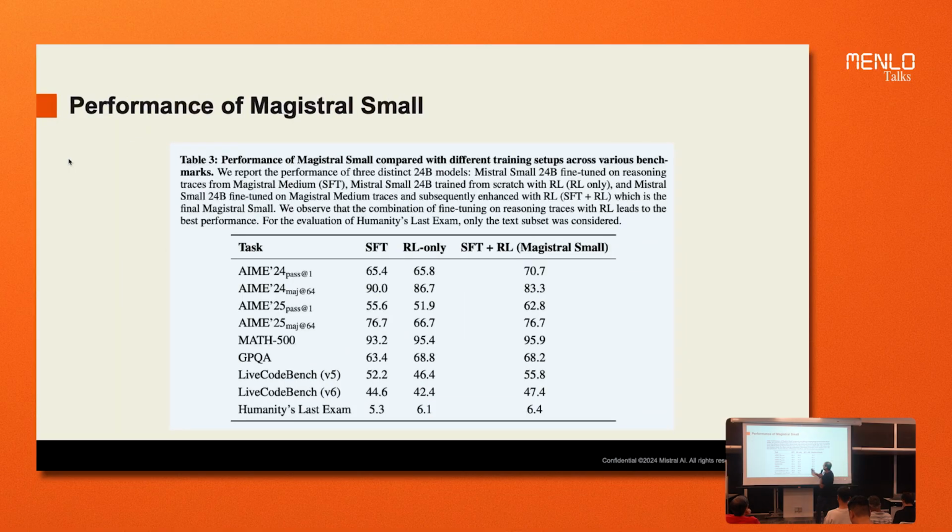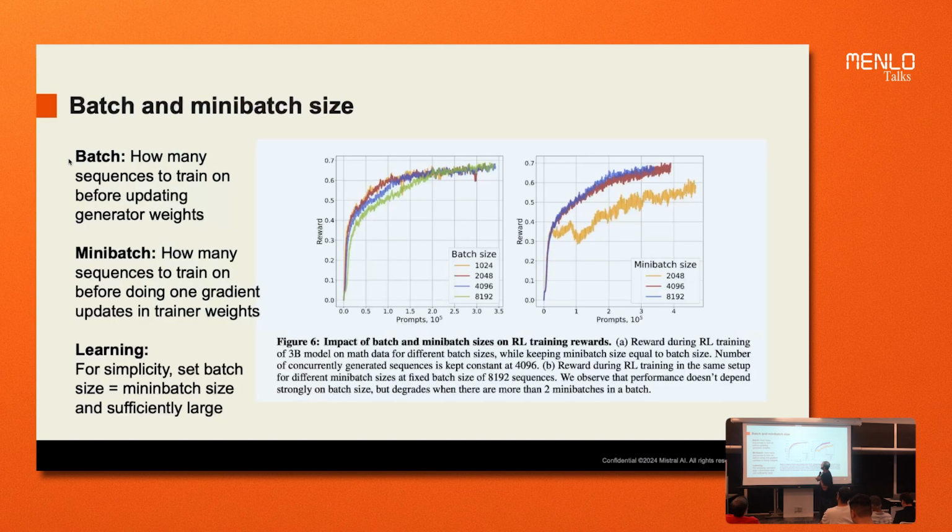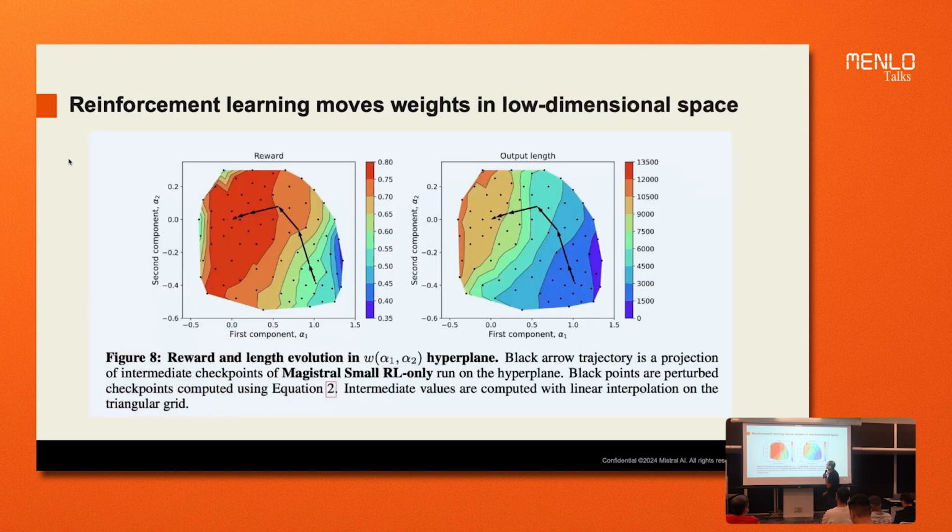if you do only math, actually coding abilities will also improve. And if you do only code, math abilities will also improve. And we also share a recipe on the right mix of RL versus SFT. And okay, these are some details on how you should choose the batch and mini batch. I think we can skip that.